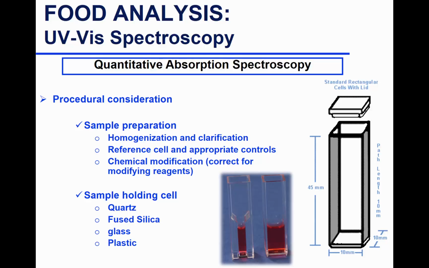Sample holding cell. This is also important, and some people make, really, the silliest mistake. If you're measuring UV absorption and you use plastic, for example, well, plastic will absorb UV, so you don't want to do that. You want to make sure you use a sample compartment that does not absorb light in the range that you are looking to measure. So quartz and fused silica are mostly used for the UV range. Glass and plastic are used for the visible range.